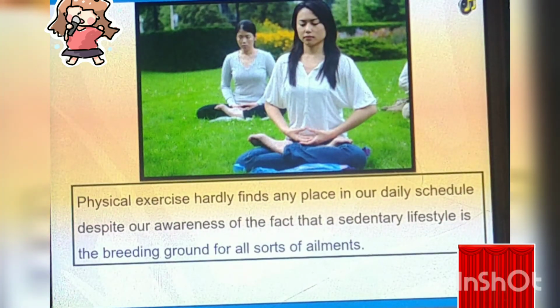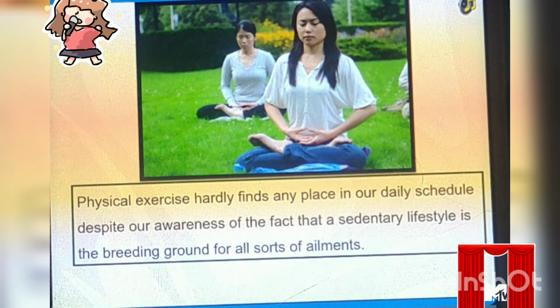See, you can look at the picture there. What are those people doing there? The ladies, they are practicing yoga. Physical exercise hardly finds any place in our daily schedule, despite our awareness of the fact that a sedentary lifestyle.